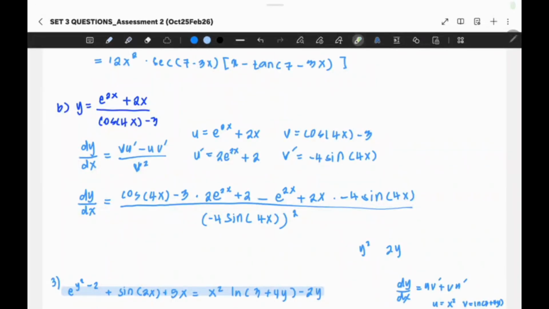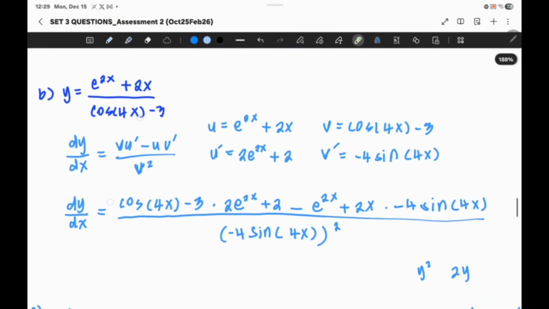Okay, this is the question. Find dy/dx for this function. y equals (e to the power of 2x plus 2x) over (cos 4x minus 3). First, we use the quotient rule and this is the formula. Okay, first this is for u and this is for v. So the u is e to the power of 2x plus 2x.